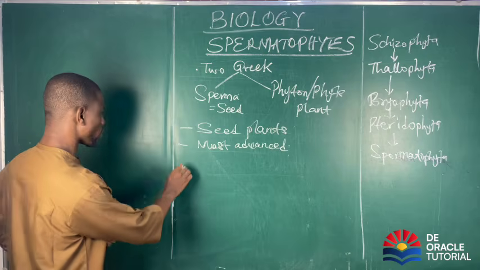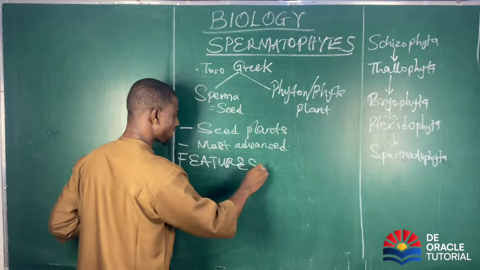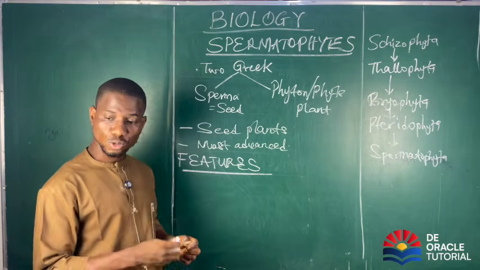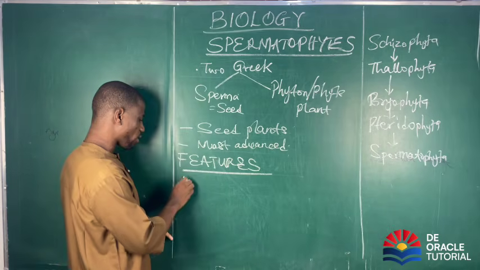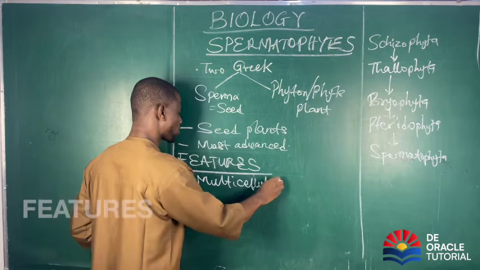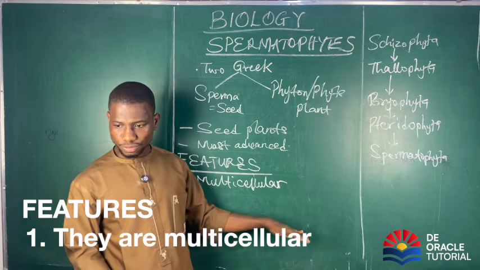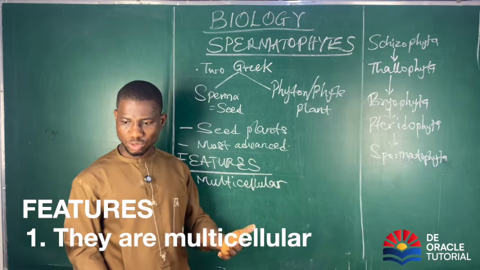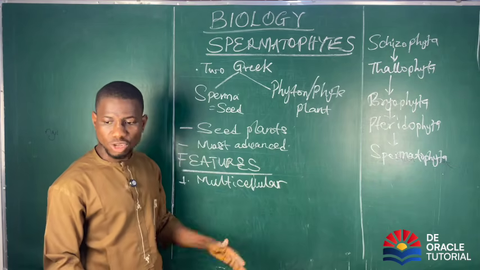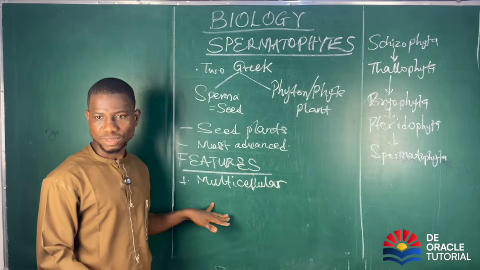Now let's look at the general features of spermatophytes. That's the next point you're going to look into. The first point you're going to consider is that they are multicellular. Multi simply means many. Cellular means that they have cells. Remember, cells are the functional and the structural unit of life. Since they are living organisms, they have cells. But they don't just have one cell. They have many cells. That's why we say they are multicellular. Does that make sense to you?